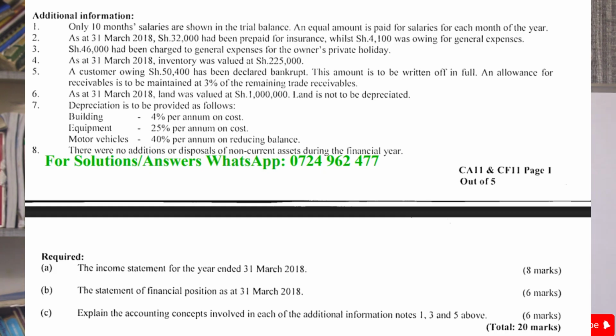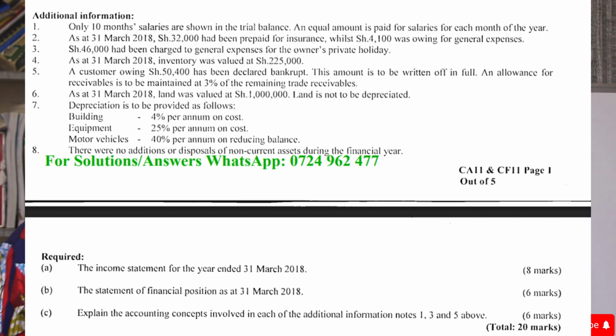As of that 1st of March 2018, land was valued at 1 million. Land is not depreciated. So you get the land and building, you subtract 1 million, which is for land, the remaining is depreciated, and you are given the rates for depreciation: building 4%, equipment 25%, motor vehicle 40%.